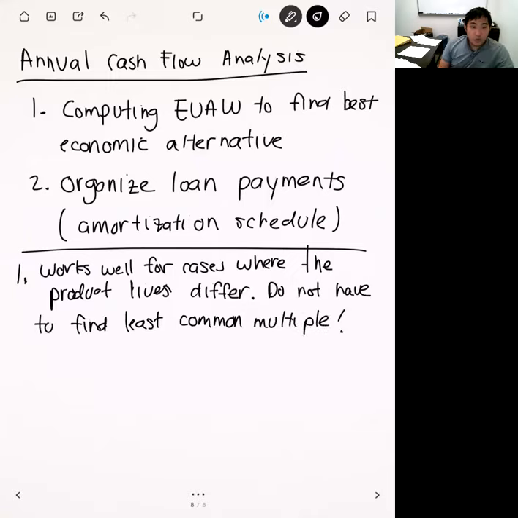Right, and so you can just organize it in terms of whatever the product life is. Okay, given that you make this one key assumption. Okay, and so the big assumption here is that whatever product that you're buying, you're going to keep buying as replacements, and you're going to use it indefinitely. Okay.